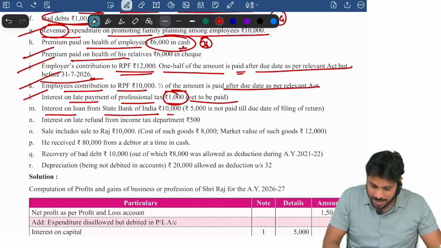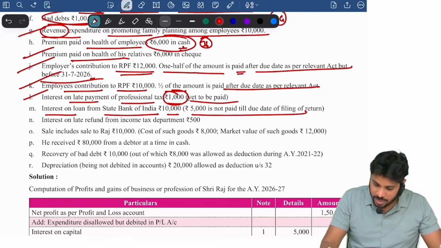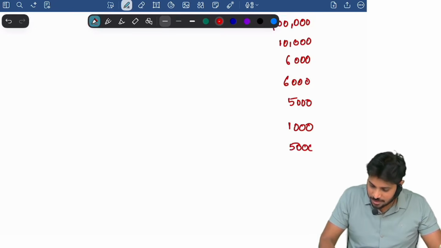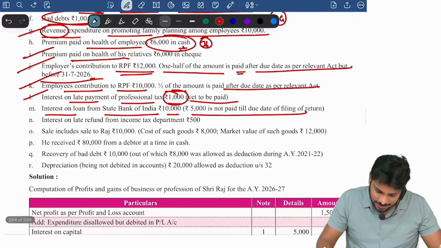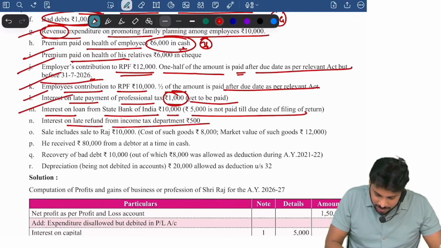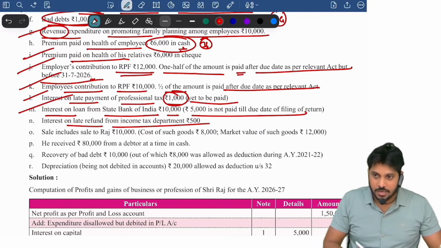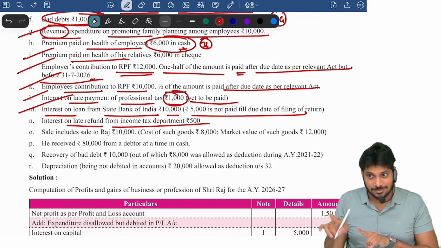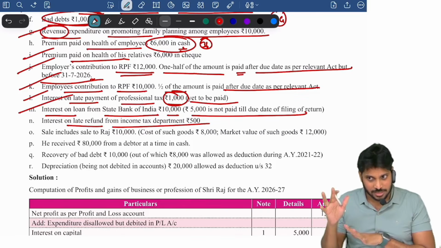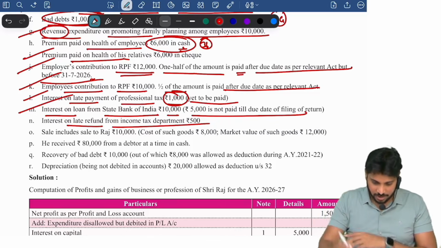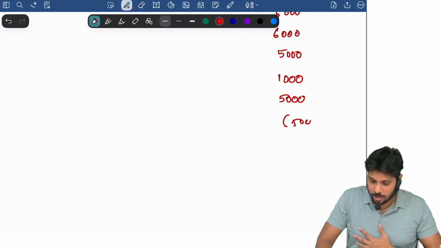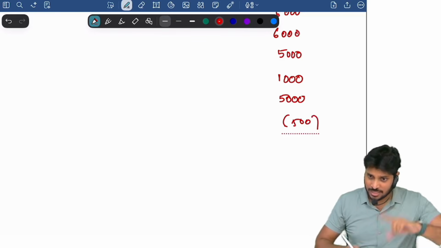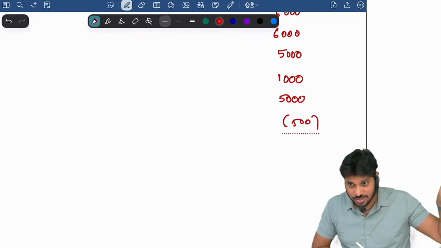Interest on loan from SBI 10,000, 5,000 not paid till due date for filing IT return. Only 5,000 I will disallow. 43B. Correct? Interest on late refund from income tax department 500. Interest on IT refund. This is other sources income, not PGBP. 500 rupees. It is credited to P&L account, so I am reducing it now. This 500 I will tax it under other sources.